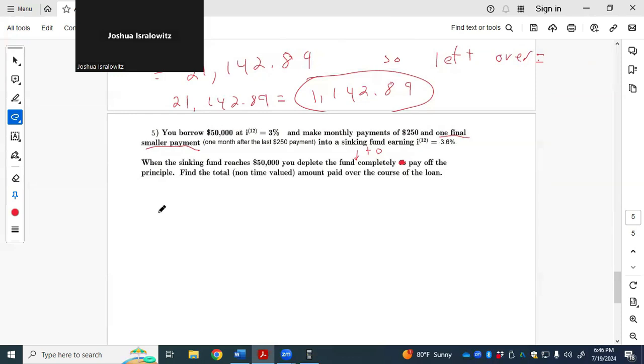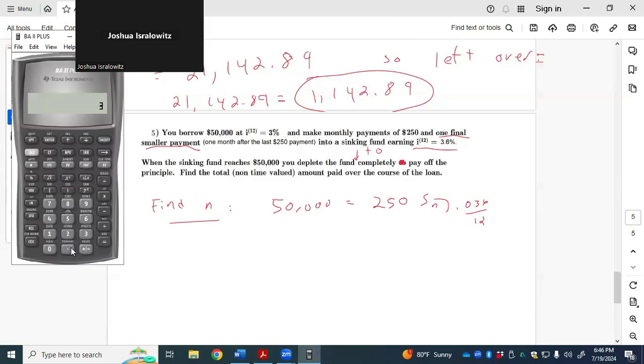But anyway, okay. So remember the first task, just like in the example, is to find n. So you set 50,000. You have to accumulate to 50,000. I'm telling you the payments are 250. And the sinking fund interest rate is 0.036 over 12, 3.6% over 12, 0.3%. 250 N. Make this 50,000 negative.